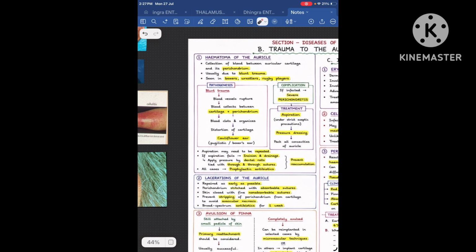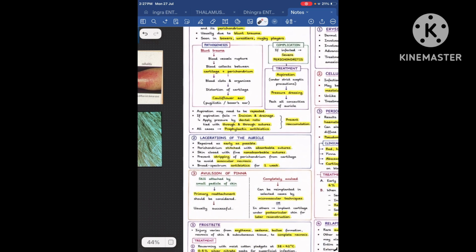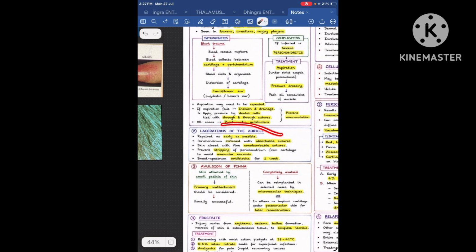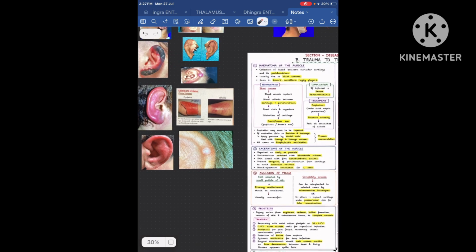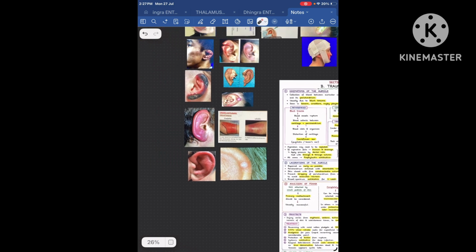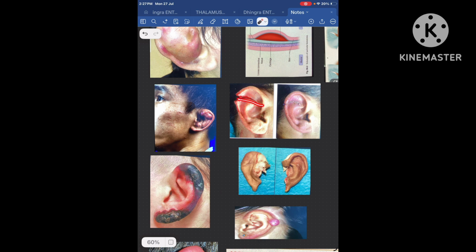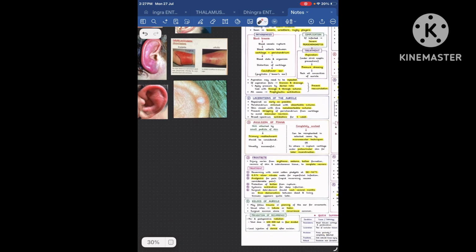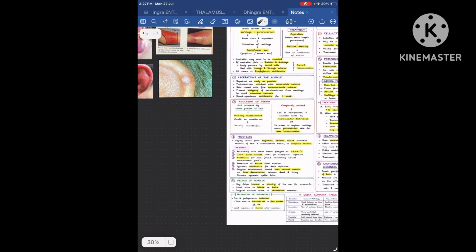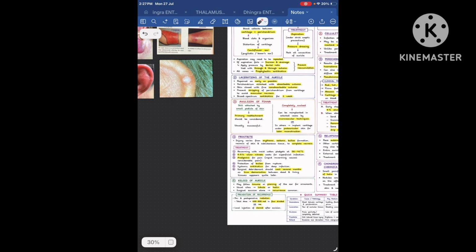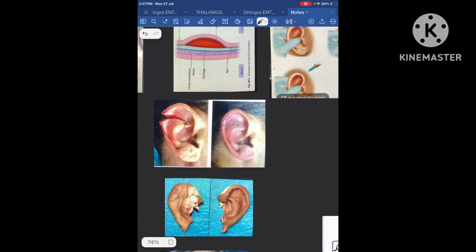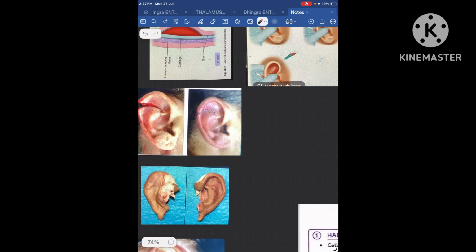So we have done that, and in all cases we have to give prophylactic antibiotics. Okay, great. Now there is another thing known as laceration of the auricle. See, this is the laceration that happened. Laceration of the auricle. What we do is basically the perichondrium is stitched with absorbable sutures. You can see these are the absorbable sutures.